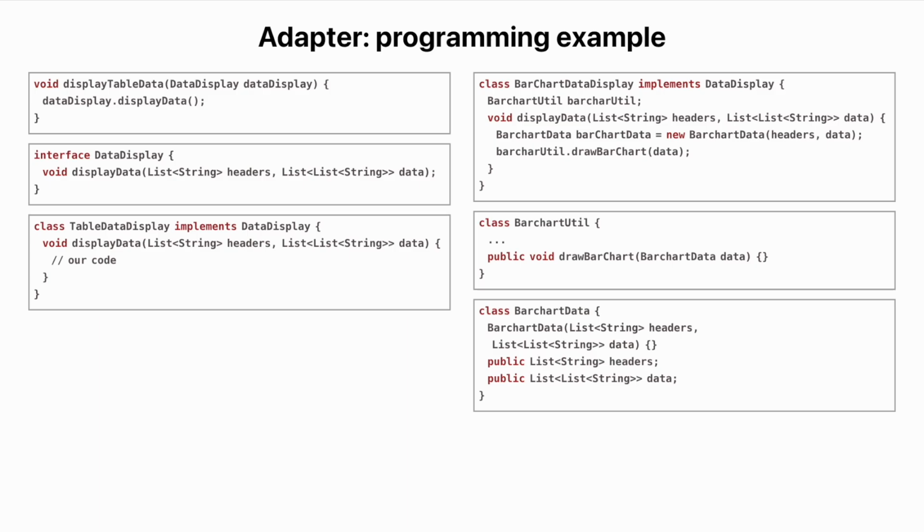We have a data display interface which has one method, display data. We have two classes, table data display and bar chart data display, which implement the data display interface. In the display data method in the table data display class, we have implemented our code to display the table, but for bar charts, we are going to use a third party library. Here we can use the adapter pattern. We can create the class bar chart data display, and in the display data method implementation we can invoke the library method to create the bar chart. The bar chart data display class is the adapter.